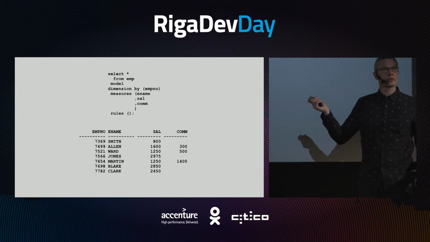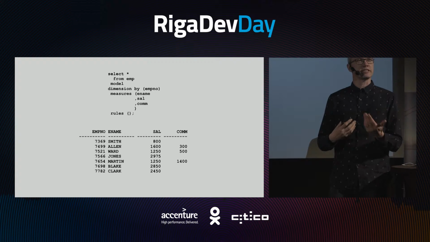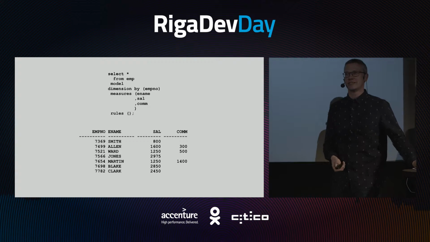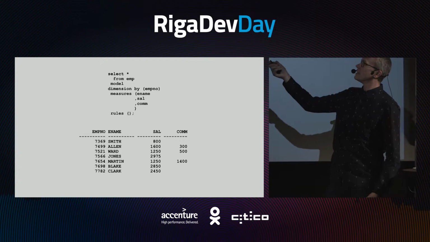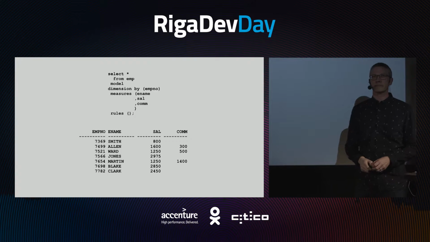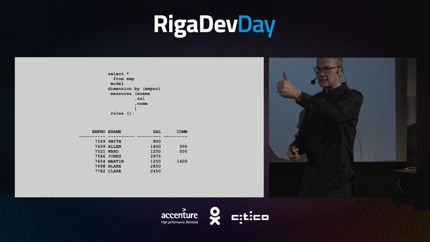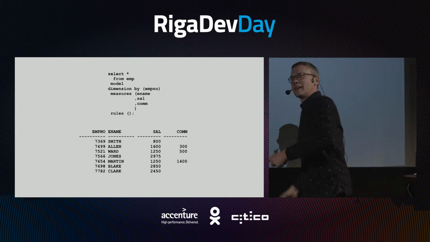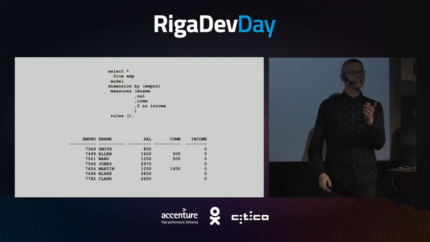What about job or manager? See, this is where I see if you were paying attention and not just dozing off, right? Exactly. It's only columns that are mentioned in dimension by and in the measures. Okay, so no job because we didn't mention it. Good.